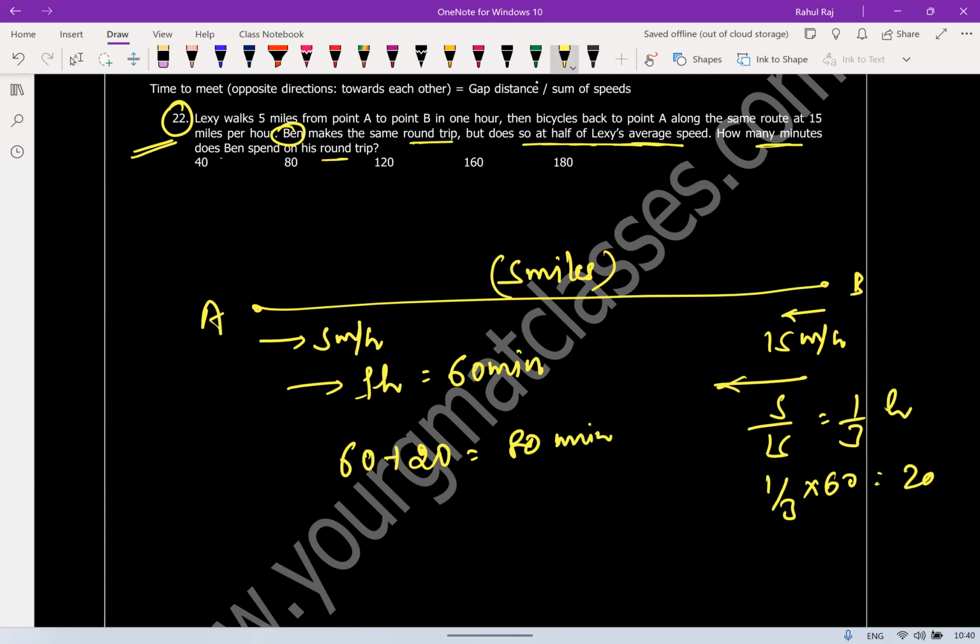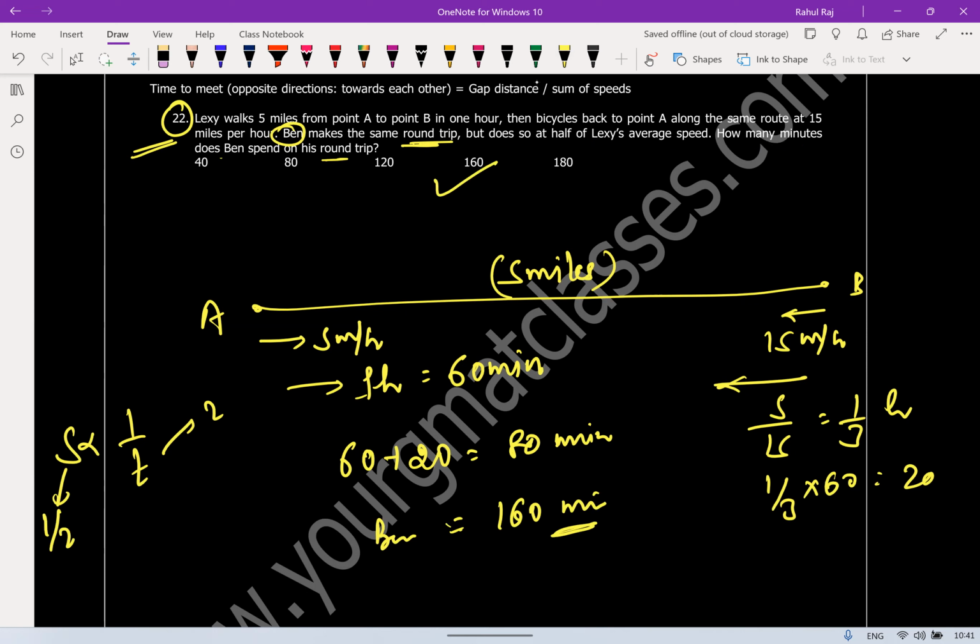Now it says that Ben makes the same round trip at half of Lexi's average speed. So what I've told you, speed and time are inversely proportional to each other. It says that Ben makes the same round trip from A to B and B to A at half of Lexi's average speed. So if he is reducing the speed by 2, that is half, time will increase by 2. Simple logic. So time taken by Ben would be how much? 80 into 2, 160 minutes.